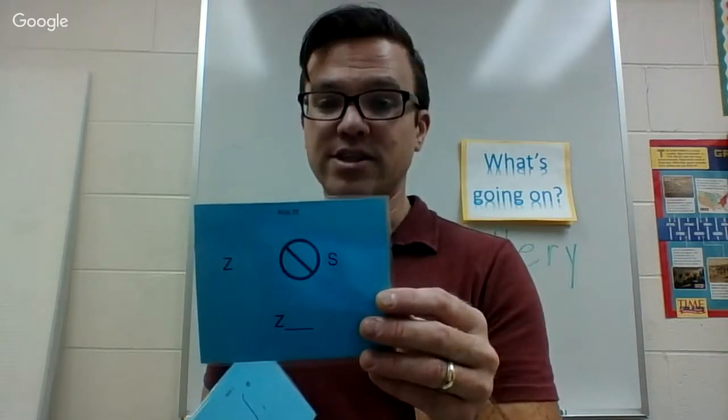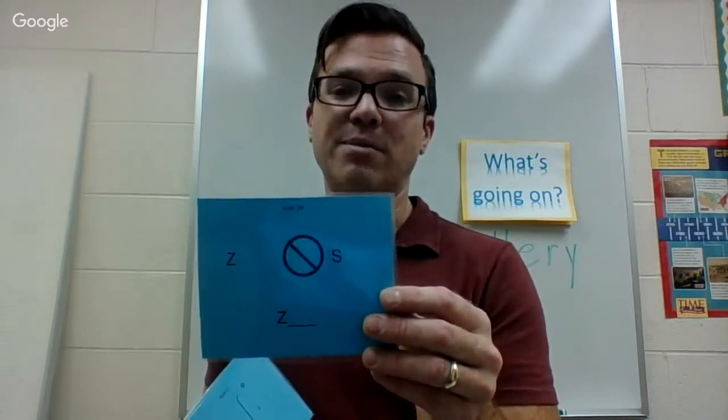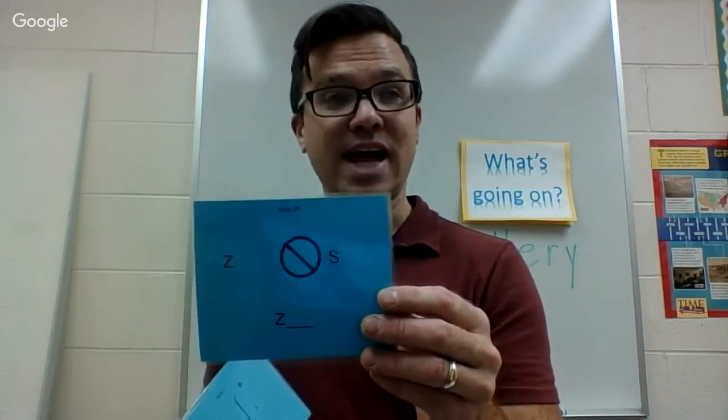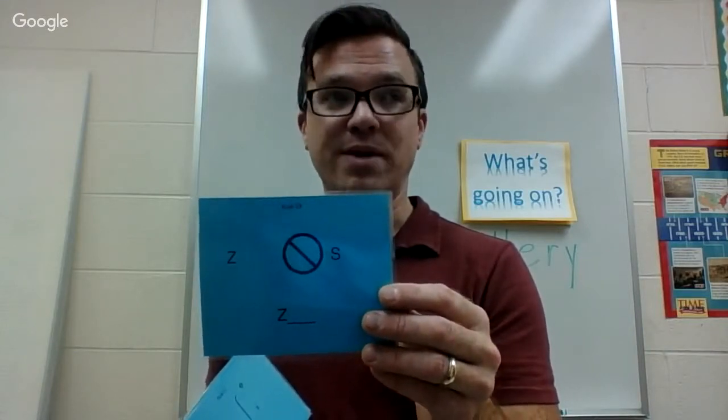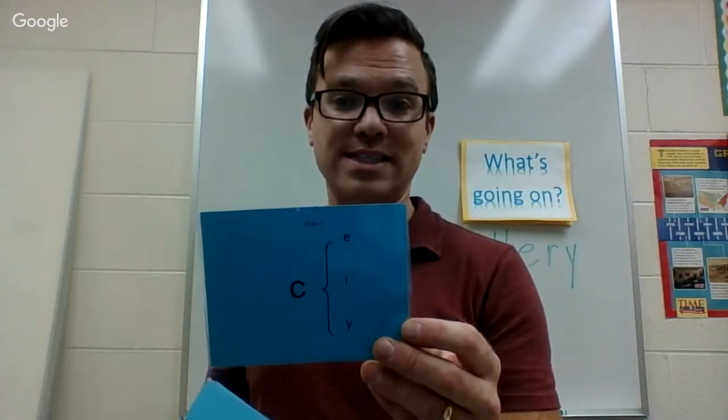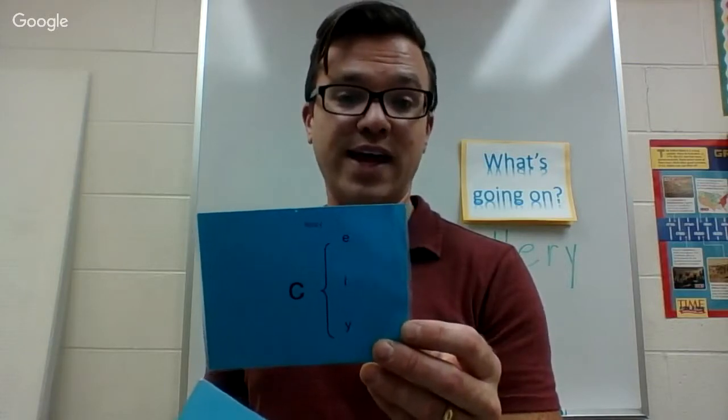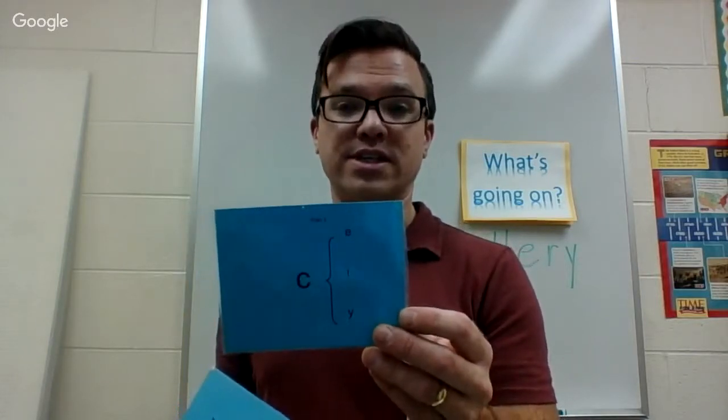Z, never S, spells Z at the beginning of a base word. Say Z, never S, spells Z at the beginning of a base word. C always softens to S when followed by E, I, or Y. Can you say that? C always softens to S when followed by E, I, or Y. We often double F, L, or S. Say it. We often double F, L, or S after a single short or broad vowel, at the end of a base word.